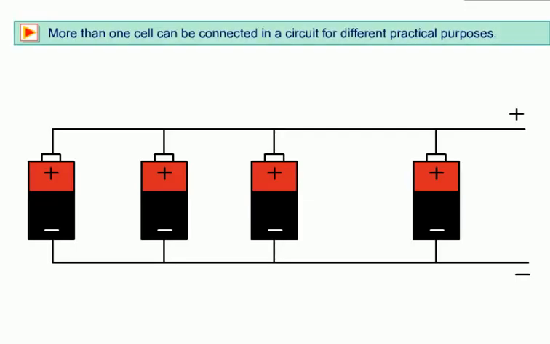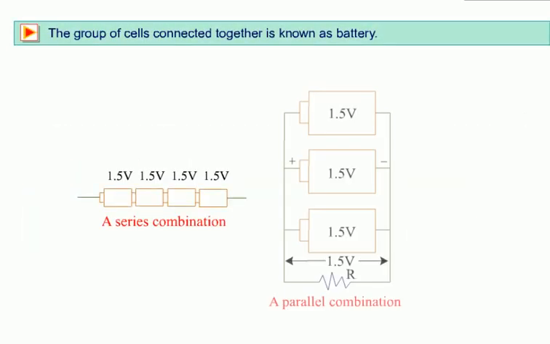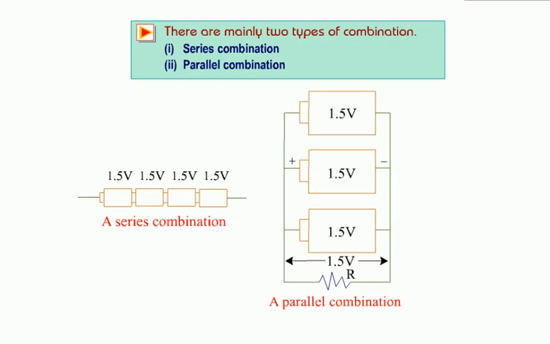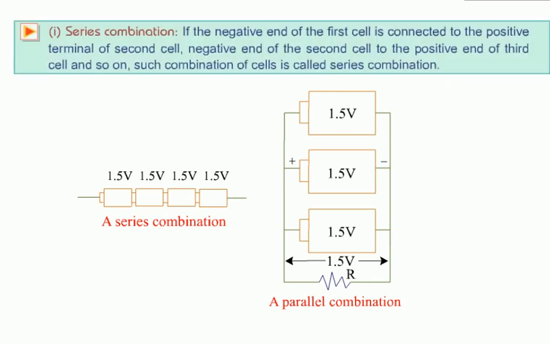Combination of cells. More than one cell can be connected in a circuit for different practical purposes. The group of cells connected together is known as a battery. There are mainly two types of combination: number one, series combination; number two, parallel combination.